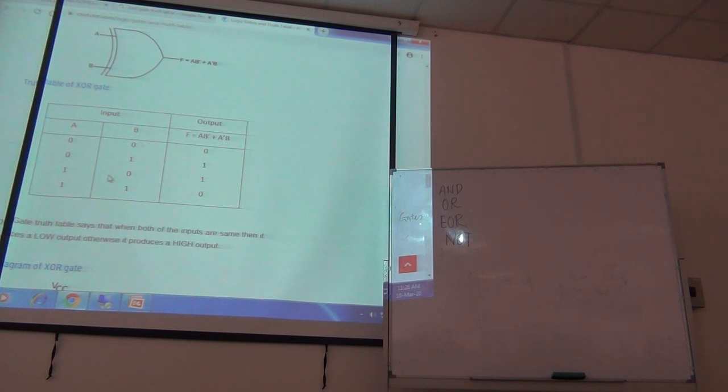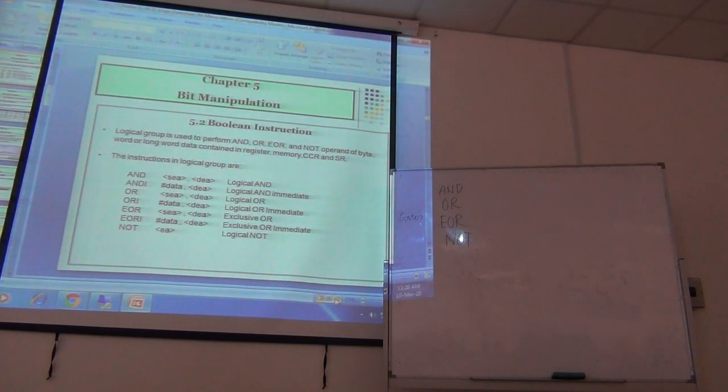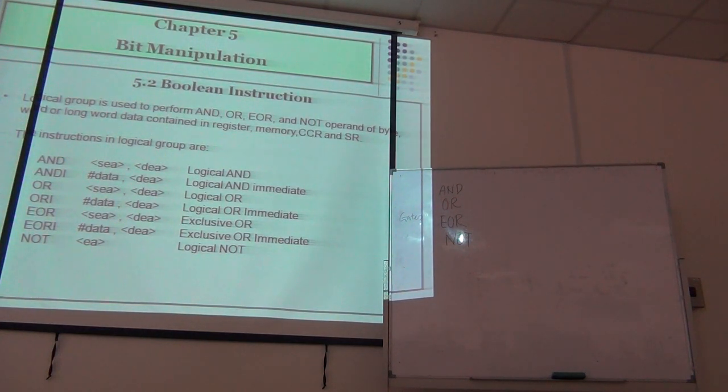Okay, now look at the slides. What we are doing over here: this is the logical instruction to perform AND, OR, exclusive OR, and NOT operations on a byte, word, or long word, which is contained in a register or memory, and the CCR and status register. So we are playing around with this only. So these are the commands. You have AND and AND immediate, like you saw before, right? Like SUB immediate, and so on. You have OR and OR immediate. You have exclusive OR, exclusive OR immediate, and the last one is NOT. So these are the commands that you're going to play around with.